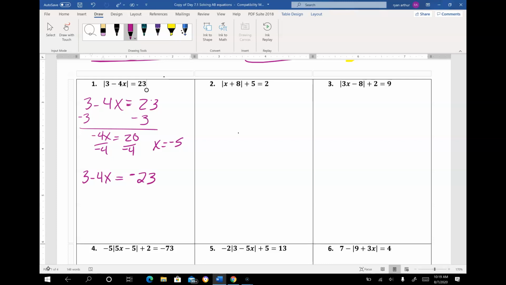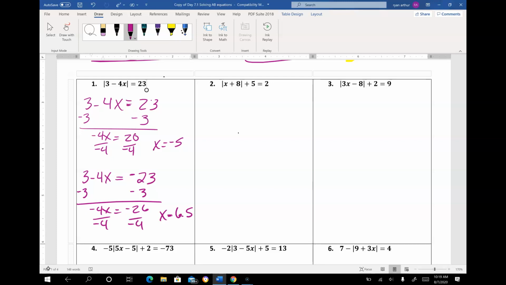Now you're going to do the same process again, except you're just going to do it with negative 23. So your answer is going to be a little different. So we're going to say minus 3, minus 3. We get negative 4x equals negative 26. Divide by negative 4. X equals 6.5. Okay? Now, before I box those in and call them an answer, we need to check our answer.